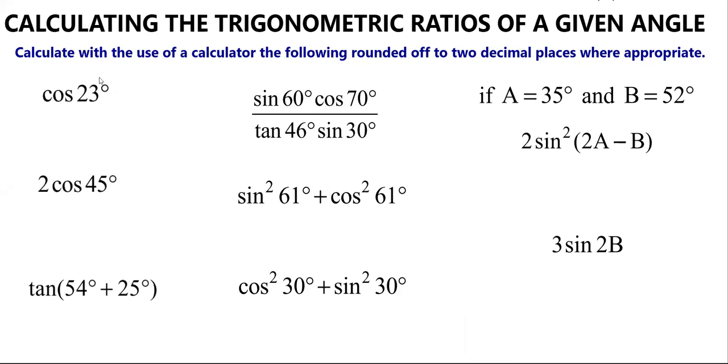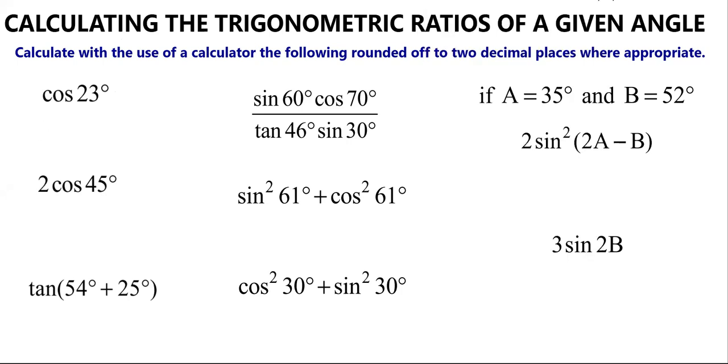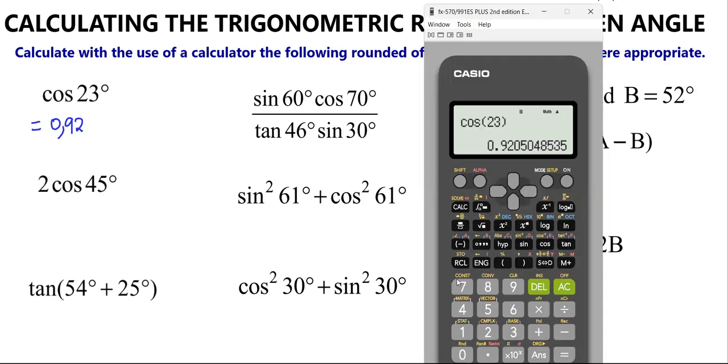So here we've got cos 23. We're just going to go on our calculator and punch cos 23, close the bracket, and what do we get? We get 0.92. Okay, so our answer there is 0.92.